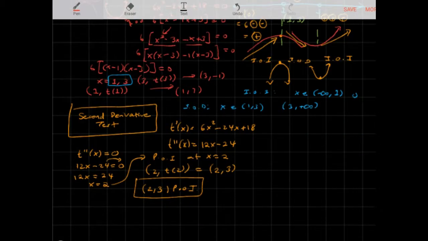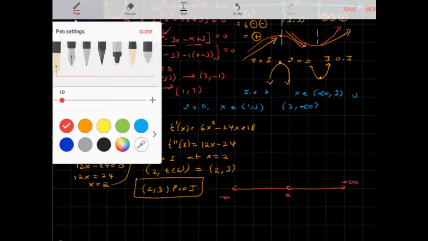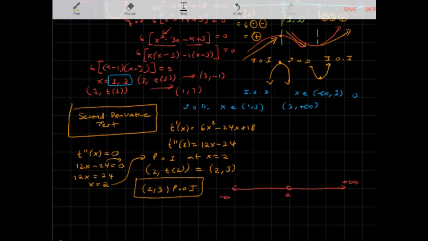So to do that, I'm just going to create a table here, a number line. Okay, so we have a point of inflection at 2. This is negative infinity, and this is positive infinity. Using this number line, we can figure out the intervals. So one of the intervals is negative infinity to 2. The other interval is 2 to positive infinity.